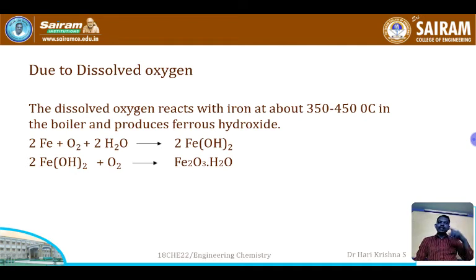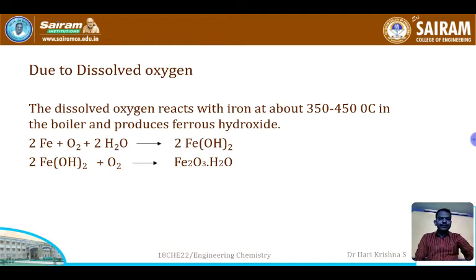At that temperature under high pressure, the dissolved oxygen will form molecular oxygen. This molecular oxygen will attack the iron, that is the walls of the container, to give ferrous hydroxide. Ferrous hydroxide will be further oxidized to give rust. That is how the internal corrosion will get initiated if dissolved oxygen is present.